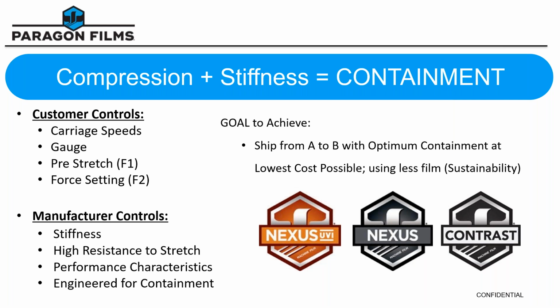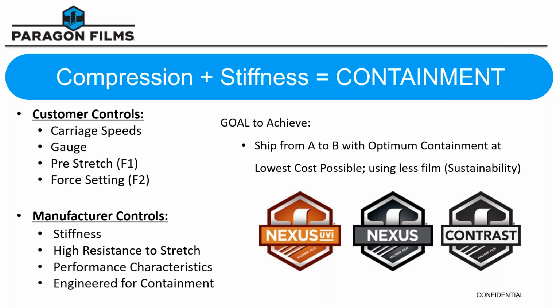So with customer controls, right, we can change those carriage speeds, we can change the rotational speeds, we can pick which gauge of film we want to use depending on what the application is. You have the pre-stretch that can be mechanically changed. We can change out those gears. We can change out those rollers. And then the force settings, of course, the F2 settings that we talked about, those are other things that we can change on the customer side to affect the containment levels of the film.